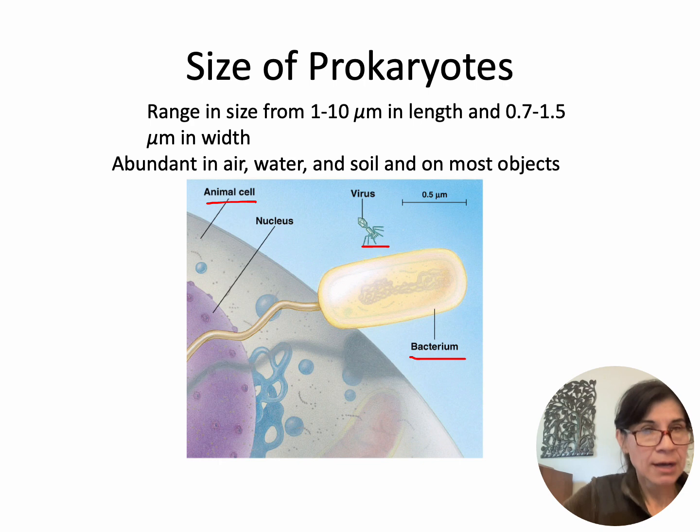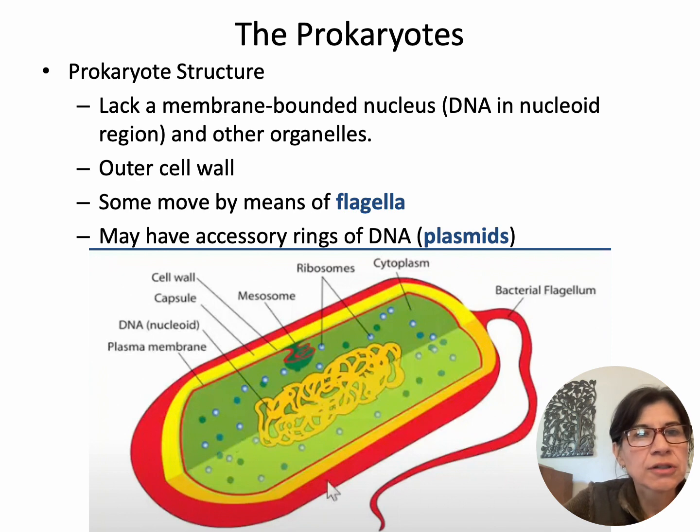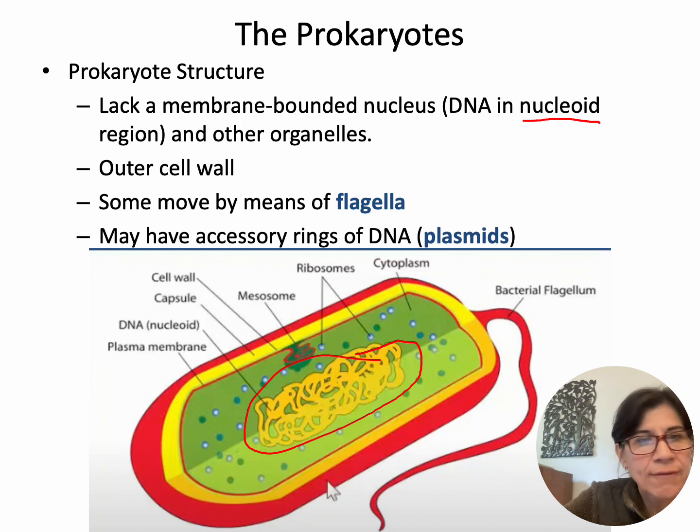Prokaryotes are everywhere. They're in the air, they're in the water, they're in our bodies, outside and inside our intestine, on most of the objects that we touch, but we cannot see them. The structure of a prokaryote, remember, we've talked about this already. They don't have a membrane-bound nucleus, right? Their DNA is just right here in this region that we refer to as a nucleoid region. They also don't have other membrane-bound organelles, like they don't have endoplasmic reticulum or a Golgi apparatus.